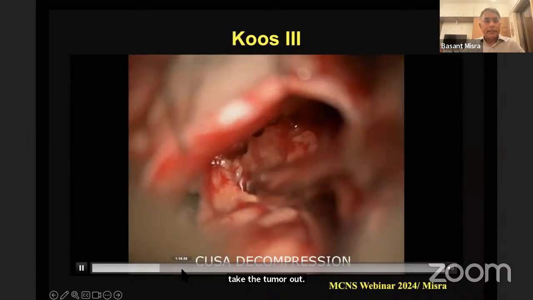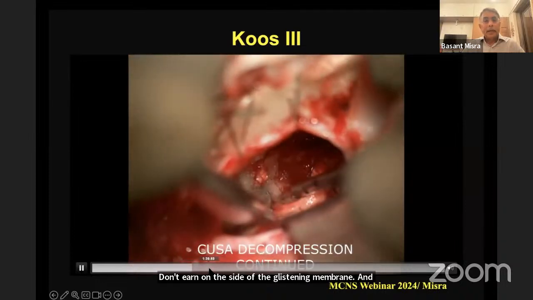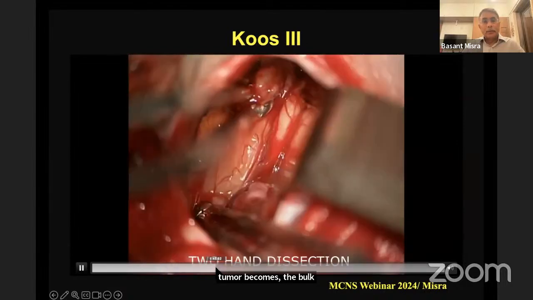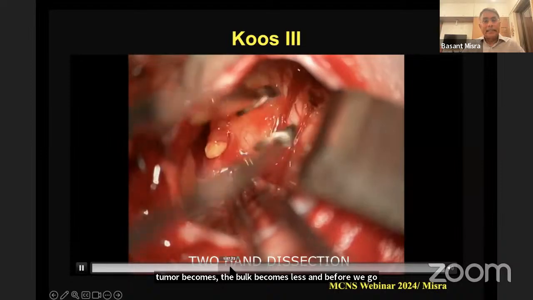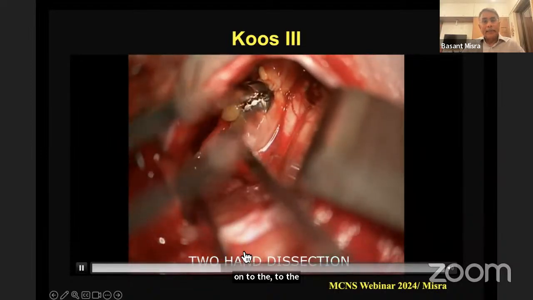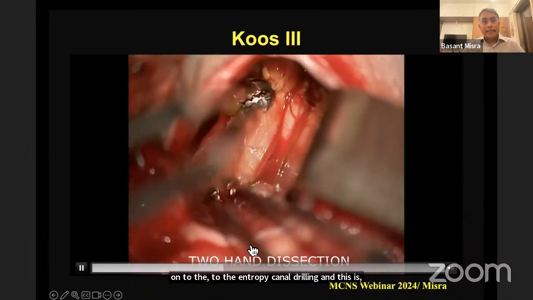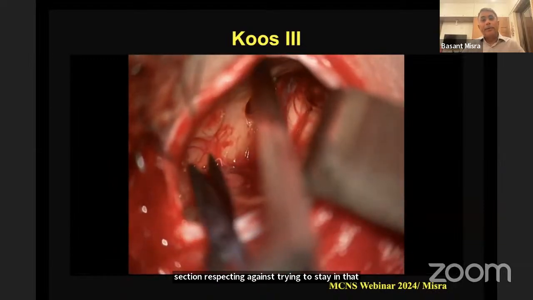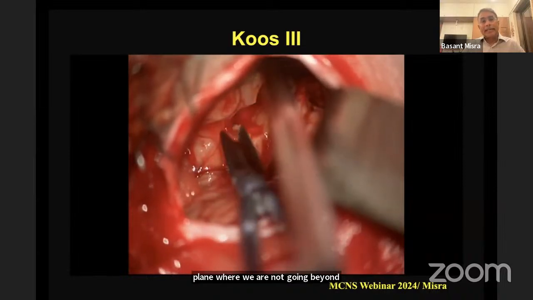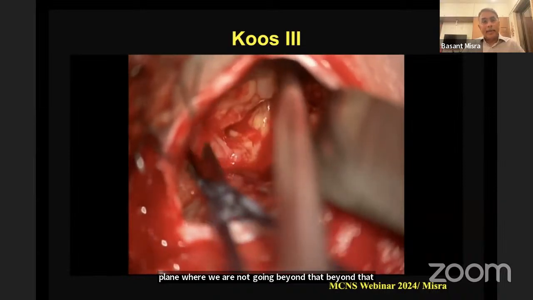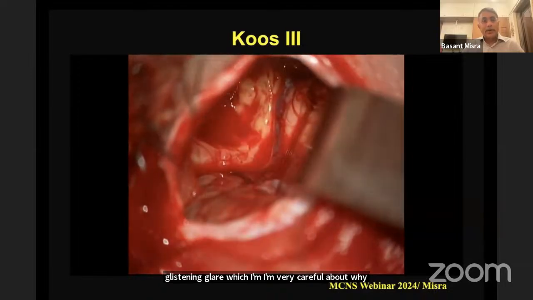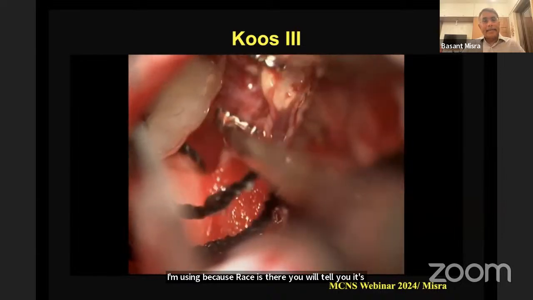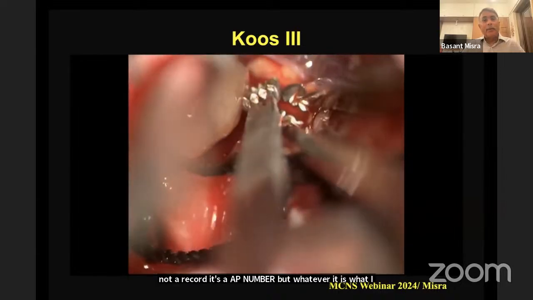And then, of course, decompression till the bulk of the tumor becomes less, before we go on to the intra-aortic canal drilling. This is two-hand dissection, again trying to stay in that plane where we are not going beyond that glistening layer, which I'm very careful about. Suresh is there, he will tell you it's not arachnoid, it's a pia, but whatever it is, I stay in that glistening layer, away from the brain.